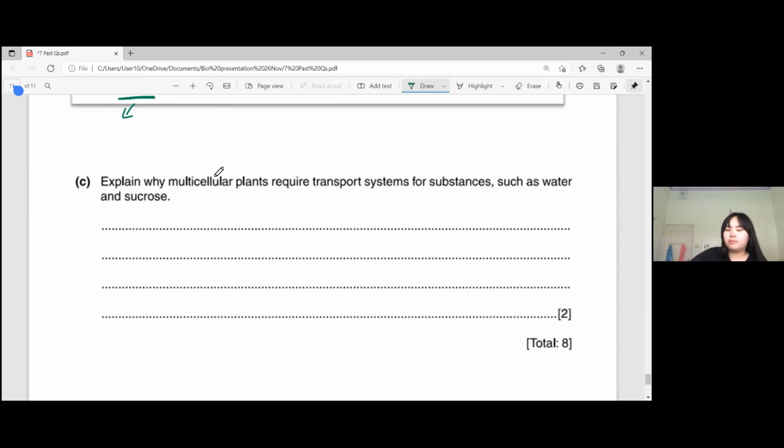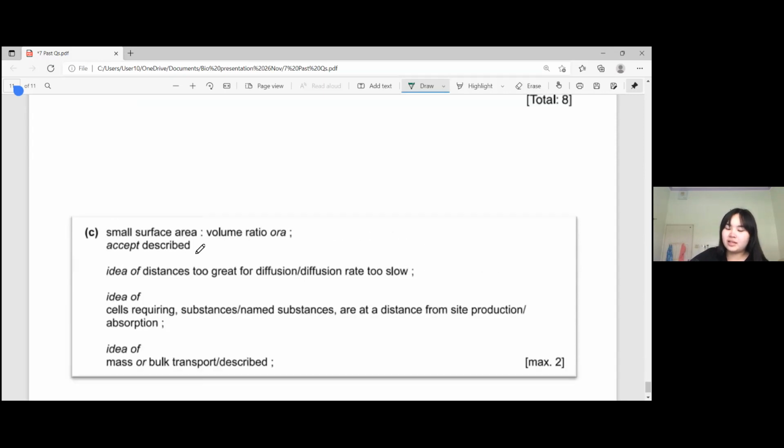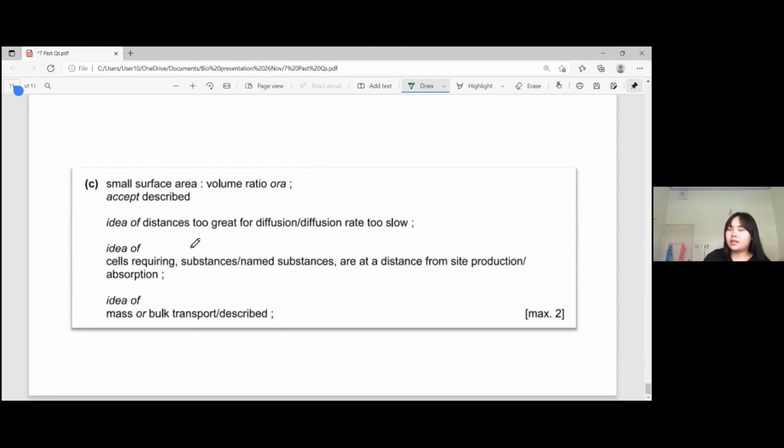Explain why multicellular plants require a transport system for substances such as water and sucrose. So here, we look at the mark scheme. What problem do multicellular plants face? The problem is it has a small surface area available for diffusion compared to its volume. So we can say the distance for the diffusion is too far. Hence the diffusion rate is very slow.